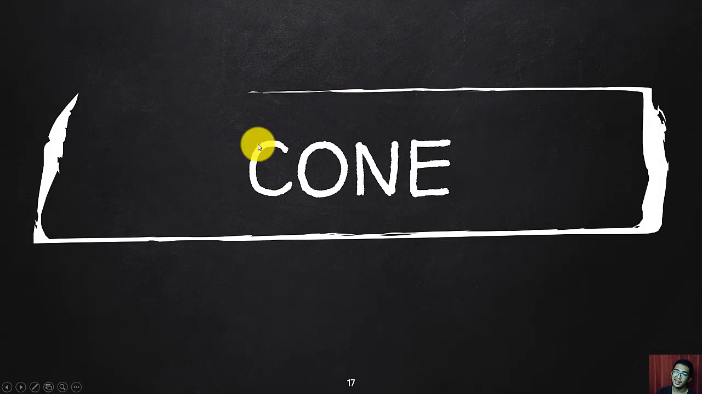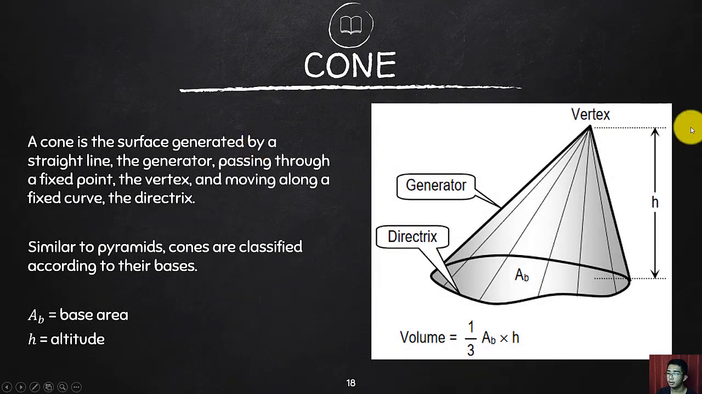Okay. Cone. So if cylinders are to prisms, cones are to pyramids. The usual shape that comes into your mind is also circular but with a tip, or with a vertex. A cone is the surface generated by a straight line, the generator, passing through a fixed point, the vertex, and moving along a fixed curve, the directrix. Similar to pyramids, cones are classified according to their bases.